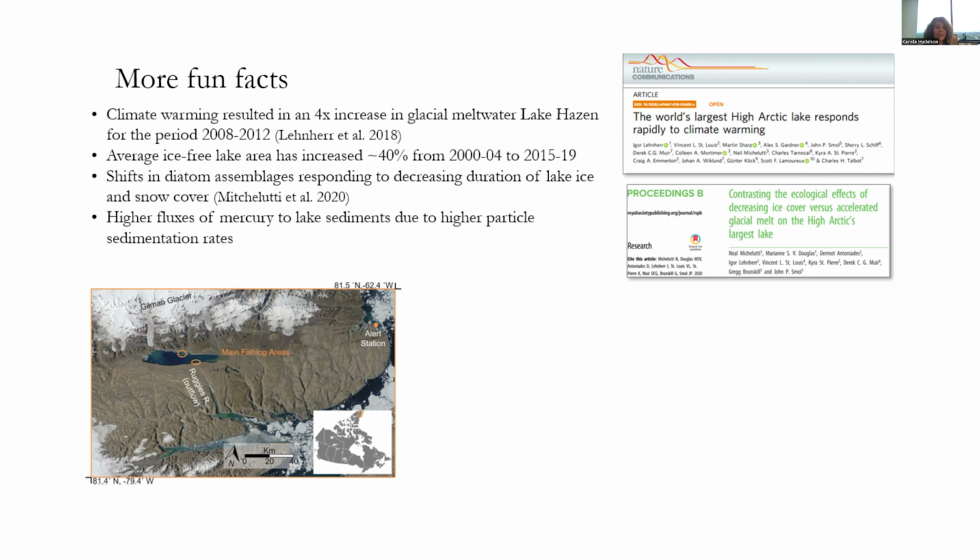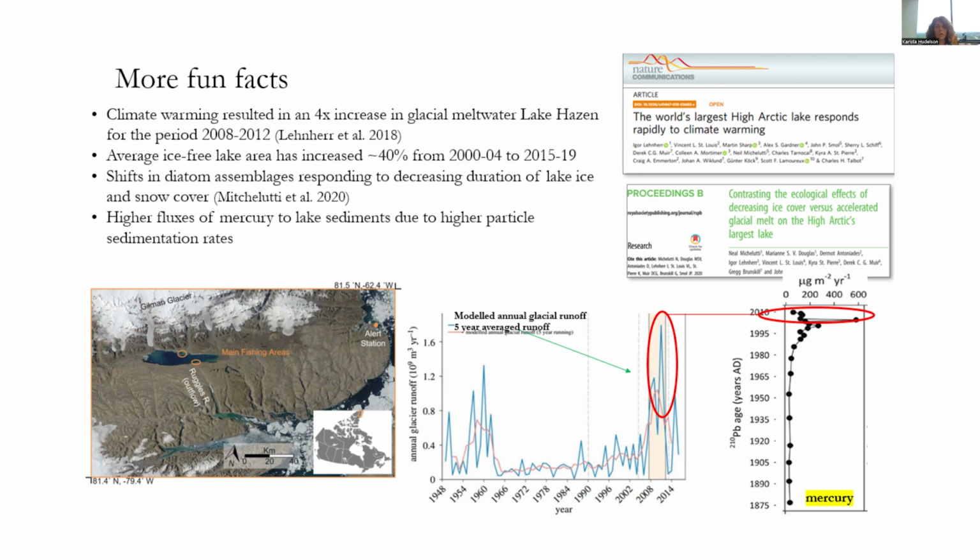Some more fun facts about Lake Hazen. The climate warming in this lake has resulted in a 4-fold increase in glacial meltwater to the lake for the period of 2008 to 2012. And the average ice-free area during the growing season has increased about 40% from the early 2000s to around 2020. We also see a shift in diatom assemblages responding to decreasing duration of lake ice and snow cover, and higher fluxes of mercury to the lake sediments due to higher particle sedimentation rates during this time period.